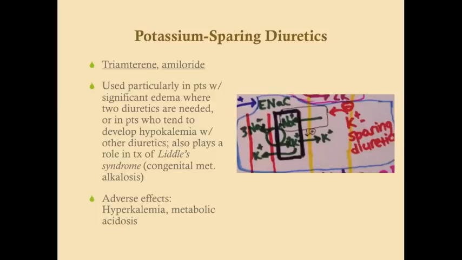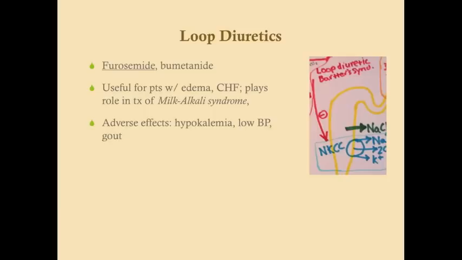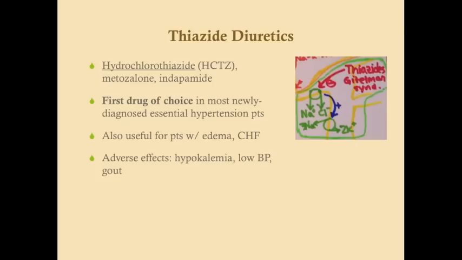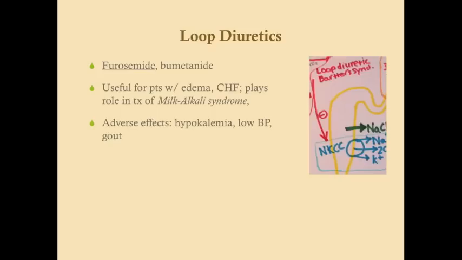Because this has an adverse effect of hyperkalemia, and because that is so dangerous, we tend to not go to potassium-sparing diuretics as a first choice. So we will use these drugs in patients where there's significant edema, where we want to use two diuretics. But certainly we don't want to use loop and thiazide diuretics at the same time, because they both cause hypokalemia, and that can precipitate a massive hypokalemia.